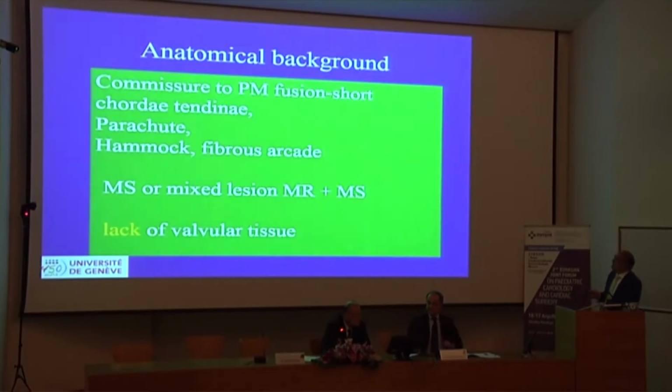Now, regarding the anatomical background, the commissure to papillary muscle fusion, short chordae tendineae, parachute valve, hammock, fibrous arcade, there is predominant, I would say, mitral stenosis, or they create a mixed dysfunction, mitral regurgitation plus mitral stenosis. And in this group, as I showed you in some specimens, there is a lack of valvular tissue.